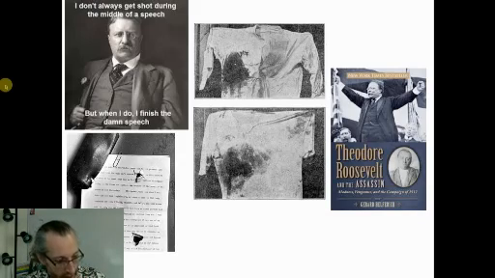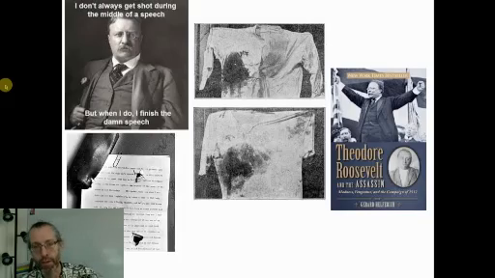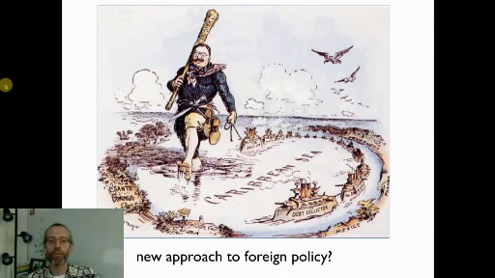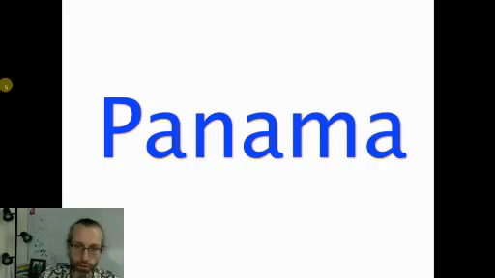Teddy is famous for being the walk softly and carry a big stick president, and that's the new approach to foreign policy he's going to bring. This is one of my favorite political cartoons. Shows him walking around what they called the Yankee Lake. The Caribbean was really a place for America to show its dominance under Roosevelt. And this begins with Panama. So we'll explain Panama briefly and what happens. It's similar to the Hawaii story.